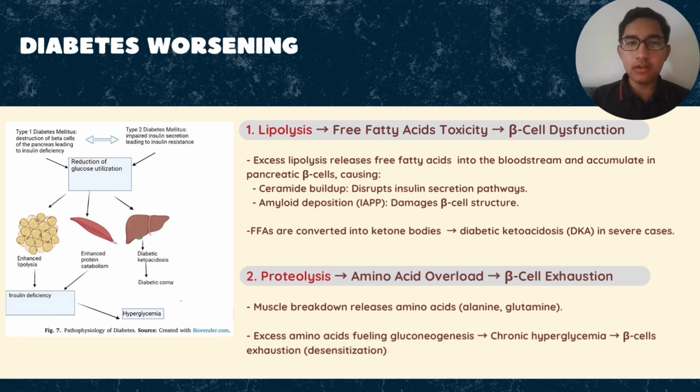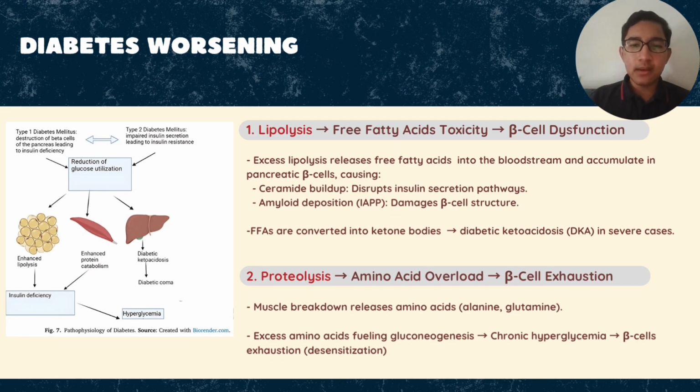Now let's look at how diabetes worsening can happen. It can happen due to lipolysis and proteolysis. For lipolysis, excess lipolysis releases free fatty acids into the bloodstream. This causes free fatty acids to accumulate in pancreatic beta cells, causing ceramide buildup and amyloid deposition. Free fatty acids can also be converted into ketone bodies, and an excess of ketone bodies can cause ketoacidosis.